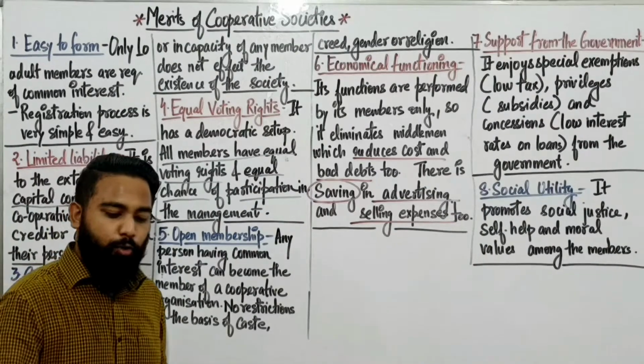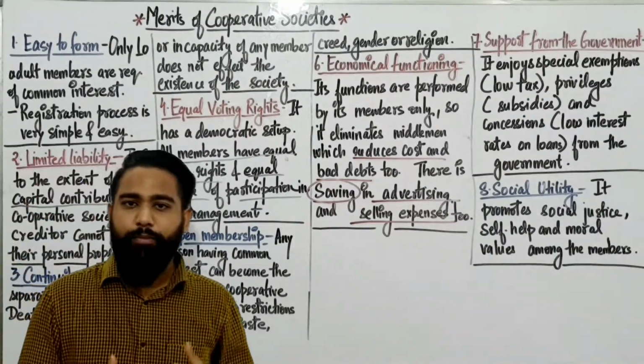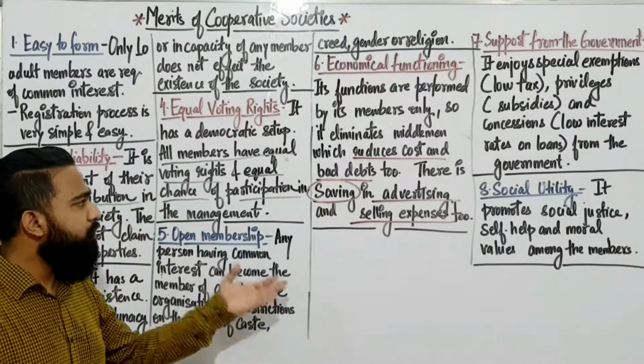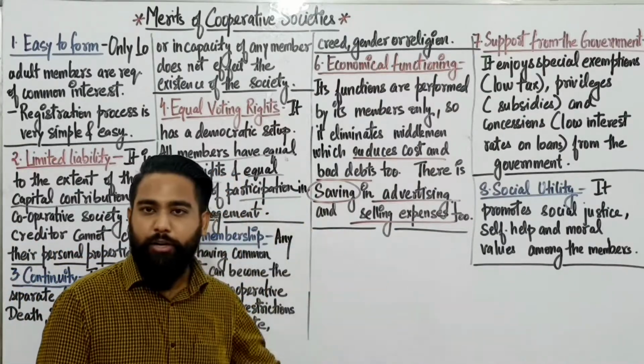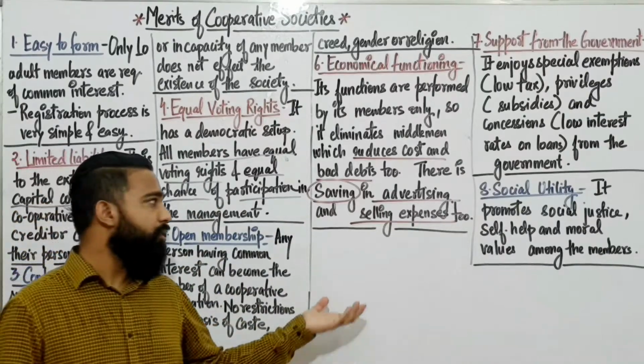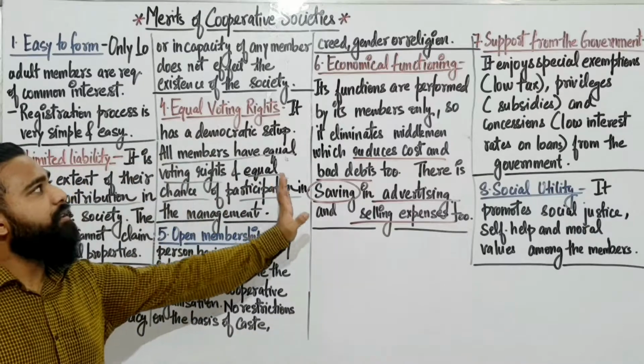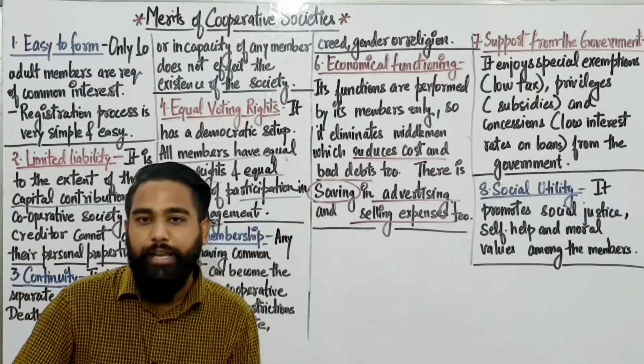They don't need to expend more on selling because they already get the goods from the producers or from the consumers. So they don't need to advertise, and they don't have the expenses of selling. So that's why they do the saving. That's why the 6th point is economical functioning.